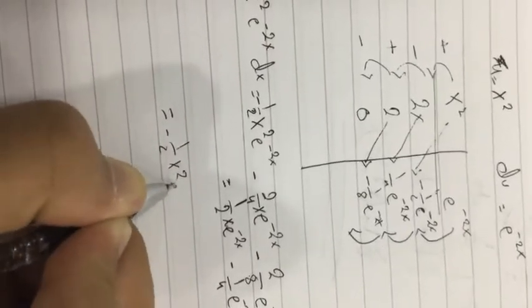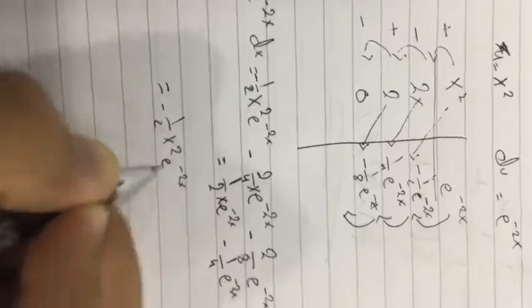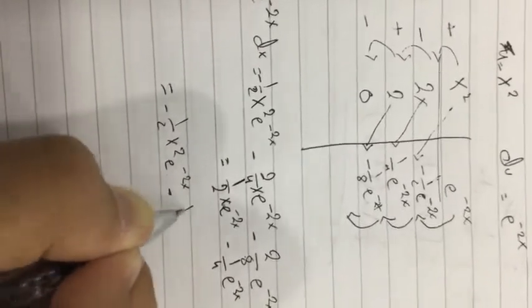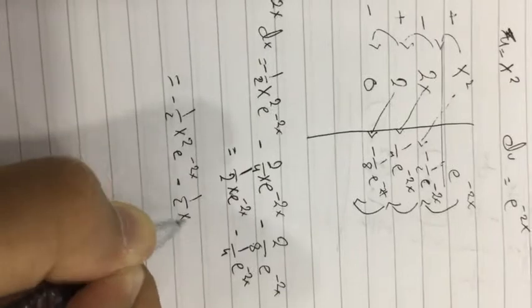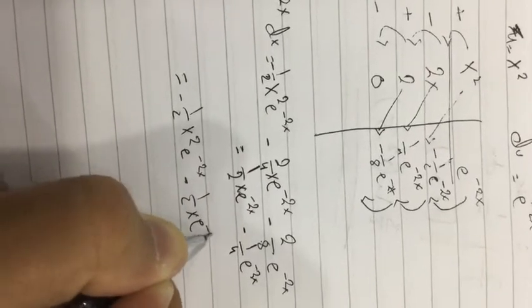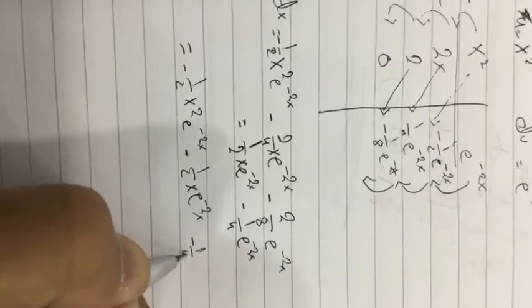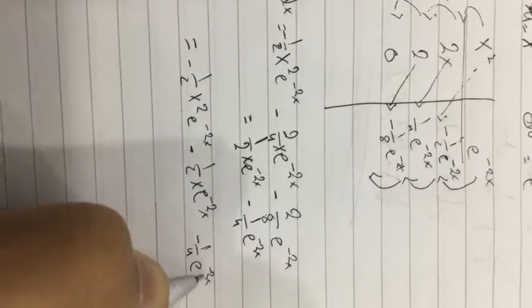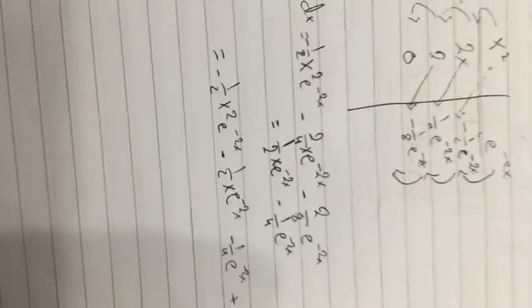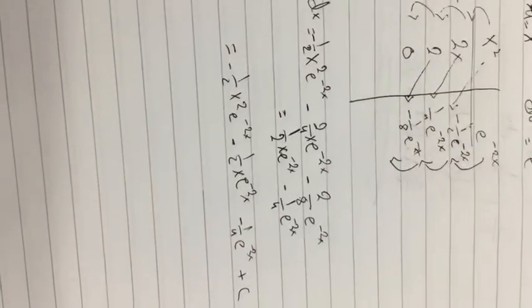x squared e to x minus 1 over 2 x e to x, also minus 1 over 4 e to x plus c. And this is the answer, the final answer.